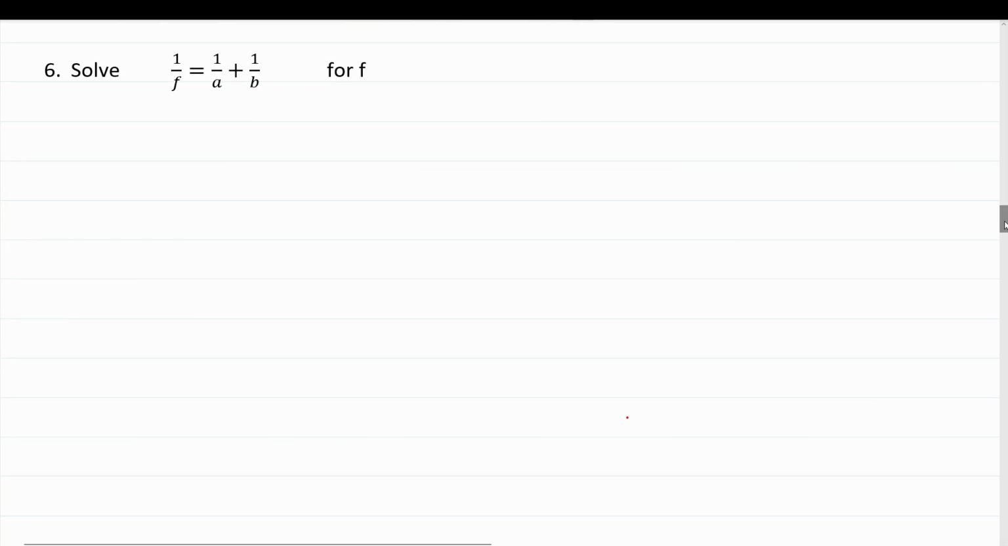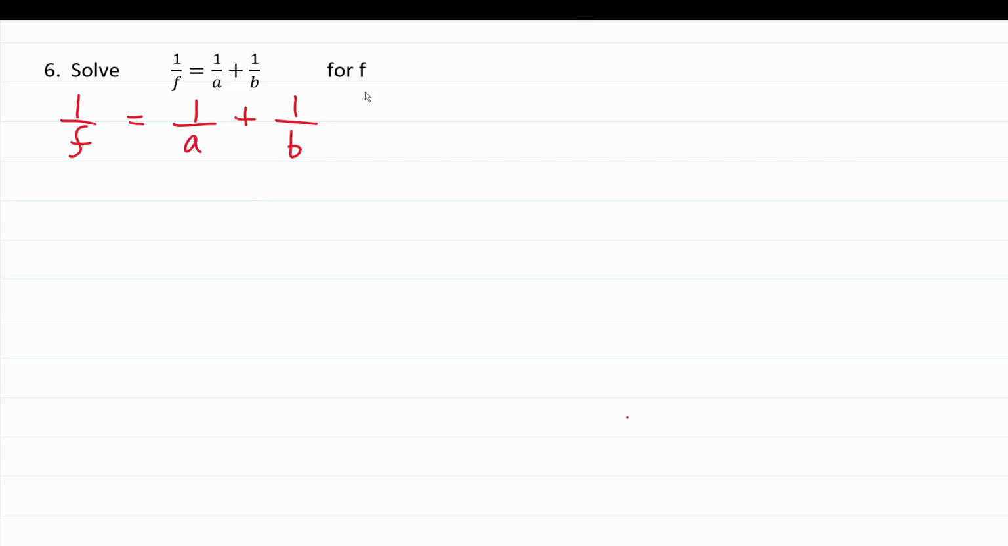All right, number 6 is one of the more challenging problems in this video. I'm just going to say that. And it says, solve 1 over f equals 1 over a plus 1 over b for f. All right, so take your time as you do this one. If you solve this one too quickly, chances are you're not going to get it right. So in this case, we have 1 over f equals 1 over a plus 1 over b.